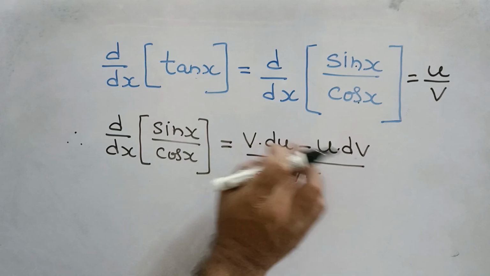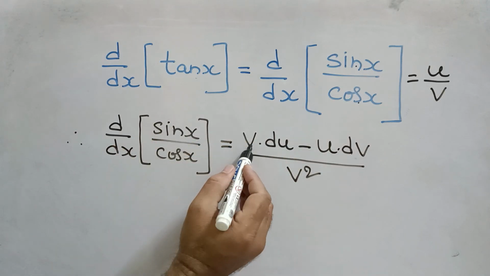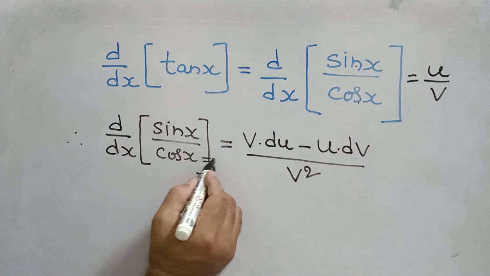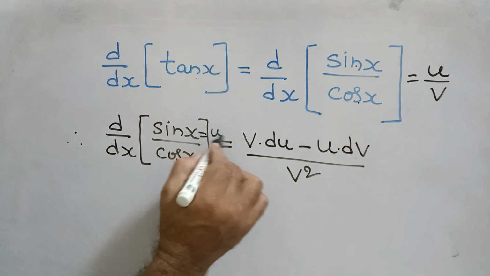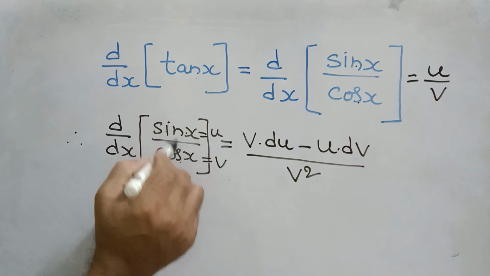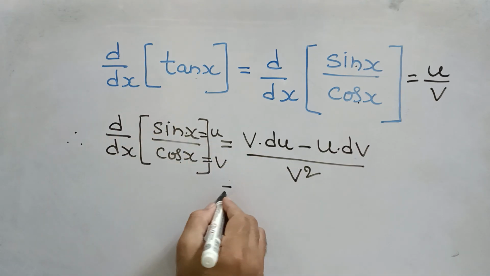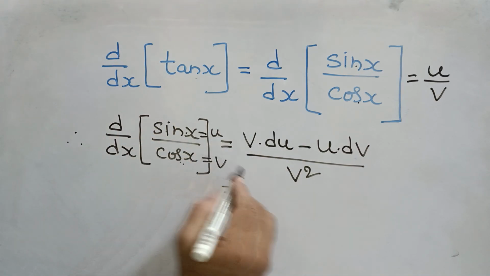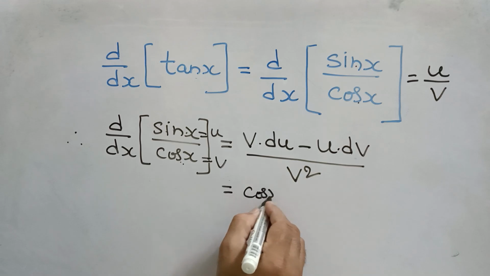So in this formula, you substitute these values. v is nothing but cos x, and sin x is equal to u. This is u, this is v. Substitute these values in this formula. What you will get? What is v? v is nothing but cos x.